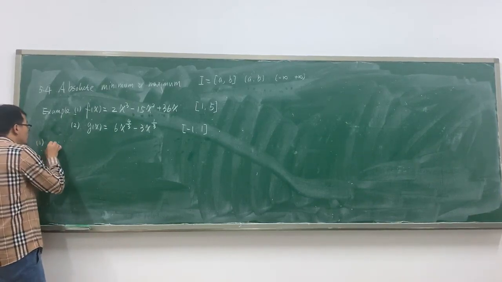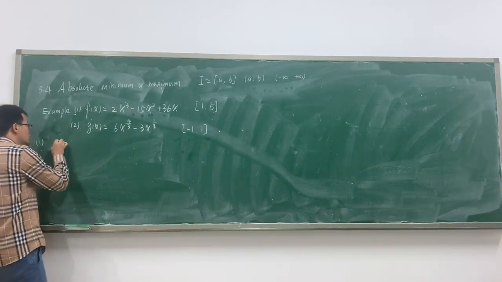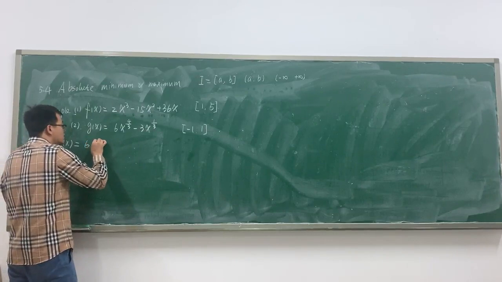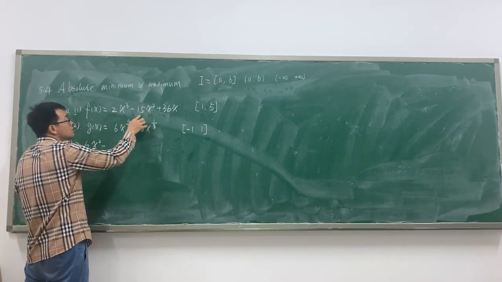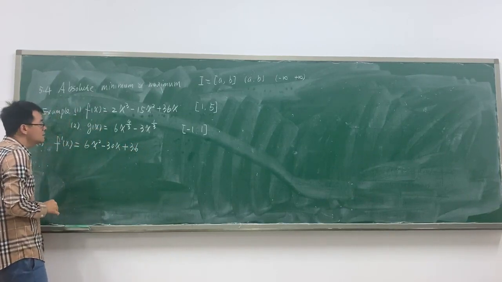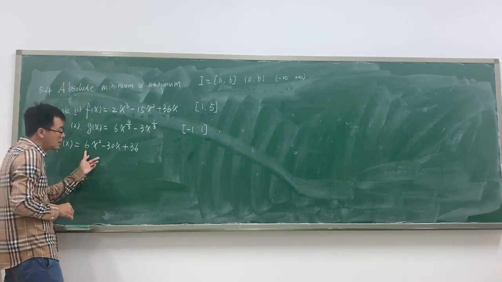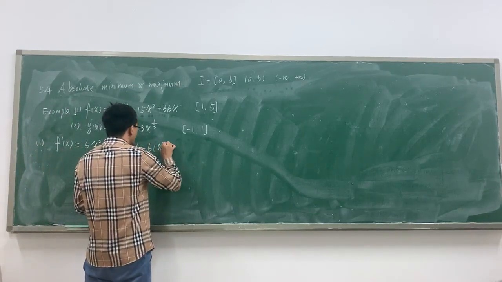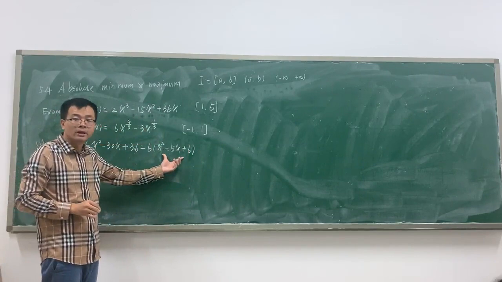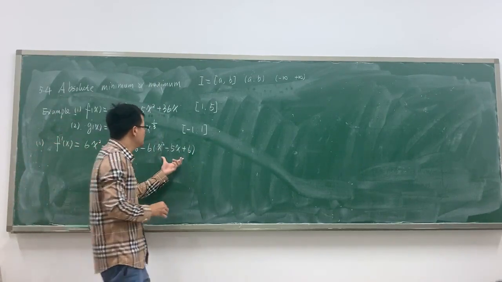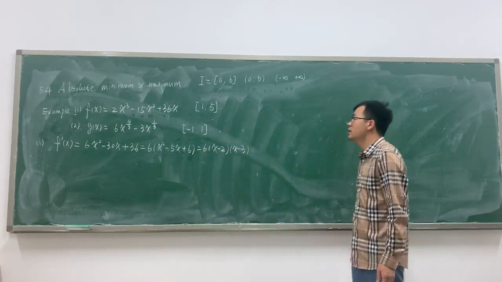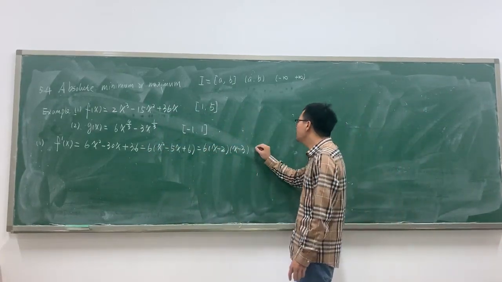For the first one, we need to find the derivative. So f prime of x equals 6x squared minus 30x plus 36. Here actually we can take out 6, so 6 times (x squared minus 5x plus 6). For this one we have factorization: 6 times (x minus 2) times (x minus 3). Now we let it equal to 0.